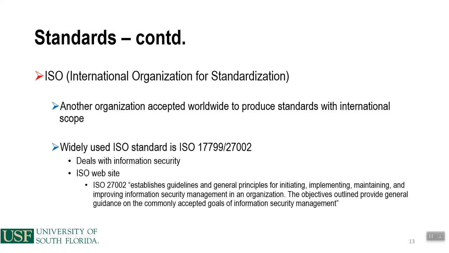Now, continuing with standards, there's also an organization called the ISO, the International Organization for Standardization. This is more at an international level. Another organization accepted worldwide to produce standards with international scope. The widely used ISO standard is ISO 17799/27002. It deals with information security. The ISO website reads that ISO 27002 establishes guidelines and general principles for initiating, implementing, maintaining, and improving information security management in an organization. The objectives outlined provide general guidance on the commonly accepted goals of information security management.